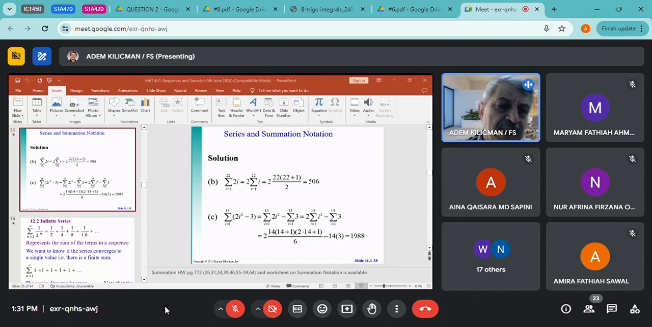So we say each term is obtained from the preceding term by multiplying the same number to each of them. So 1 over 2 multiplied by 1 over 2, 1 over 4 multiplied by 1 over 2, 1 over 8 multiplied by 1 over 2 to generate the rest like this. So we call that particular number the common ratio.